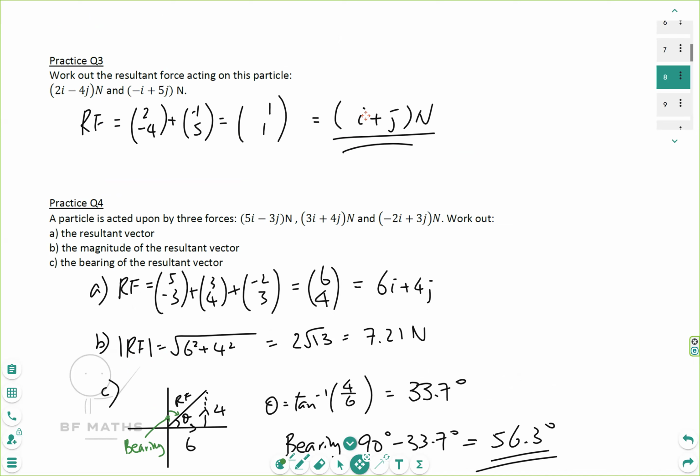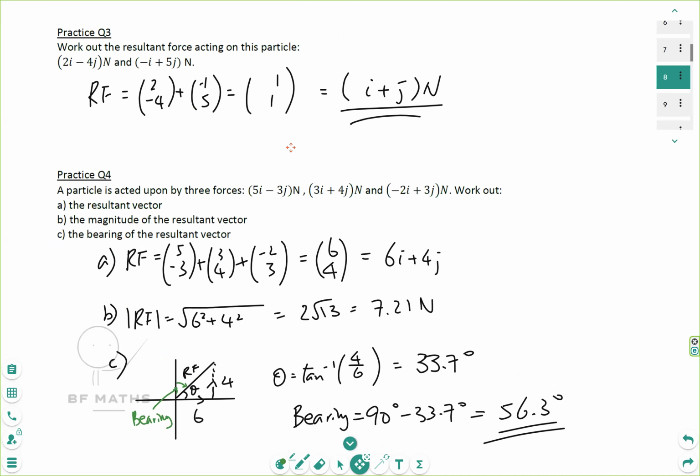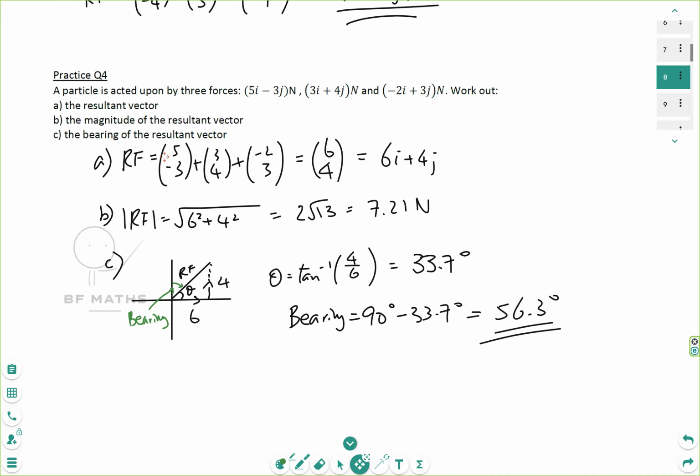You've got i and j, i plus j. Question 4, slightly more complicated, but actually not quite. Resultant force of the vectors, add them all up together. (6, 4). Find the magnitude, do the Pythagoras of the i and j terms. And part C, find the bearing. The bearing is from a north line, so that's the angle.